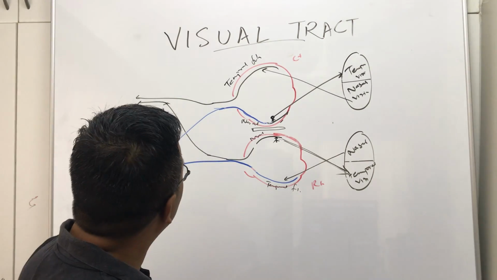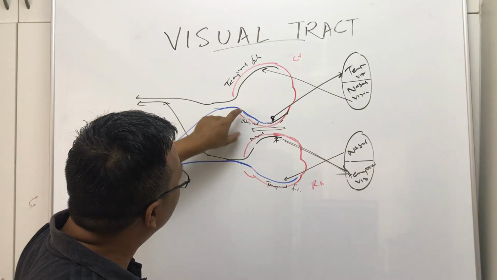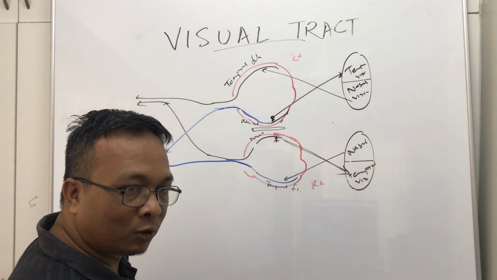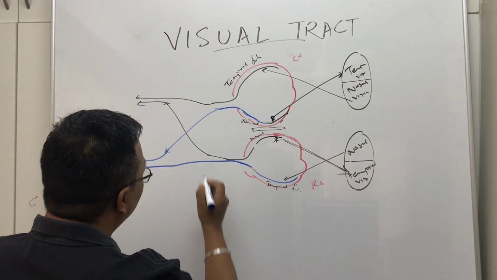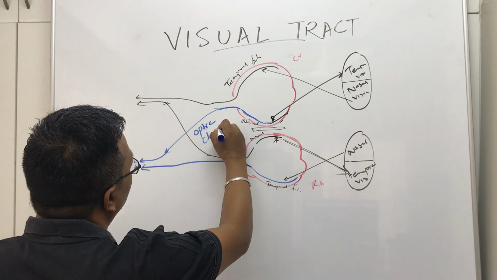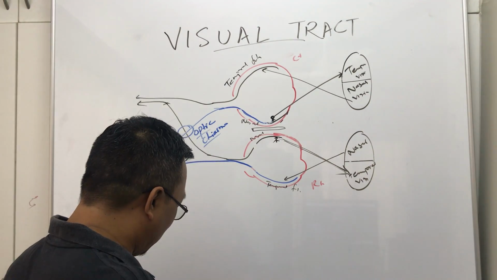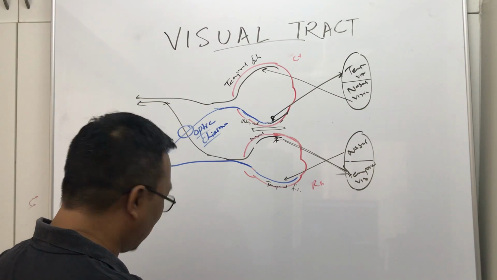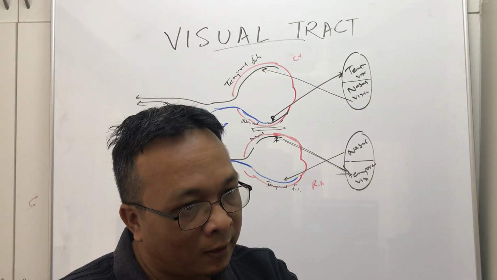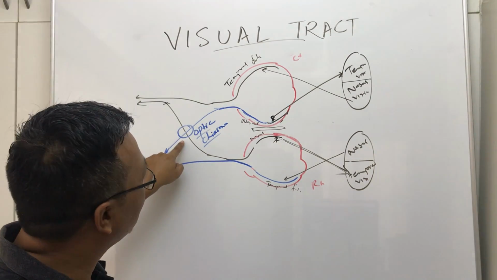Okay, so here there is a crossing point. The nasal fibers of both the eyes cross here, and this crossing point is called the optic chiasma. This landmark is called the optic chiasma. So what is the optic chiasma? It is the point where the nasal fibers of the optic nerve cross.